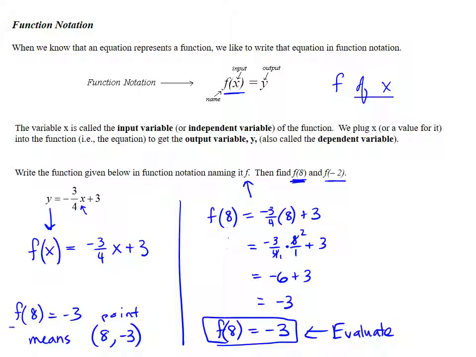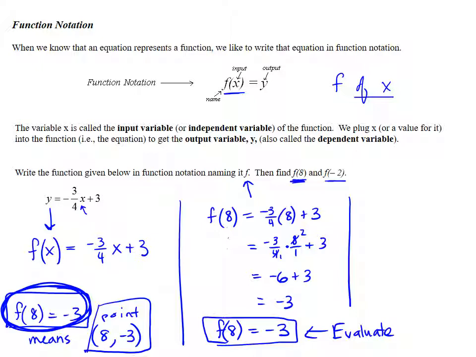Now, keep in mind that these are two different statements. If you're working with the graph, you would talk about the points. If you're not working with the graph, you would stick to this notation that I'm circling here. F of 8 equals negative 3. You generally don't bring up the points or write it in point notation or ordered pair notation unless you're working with the graph. Now I had one more here, f of negative 2.